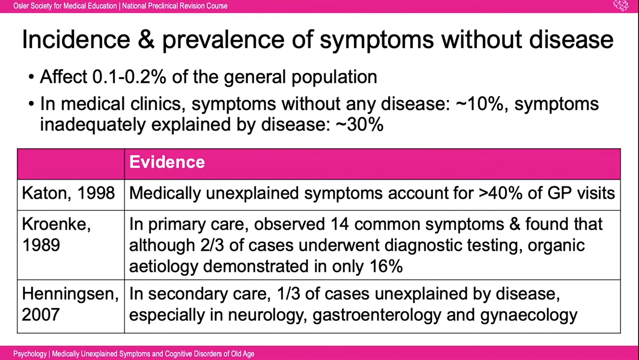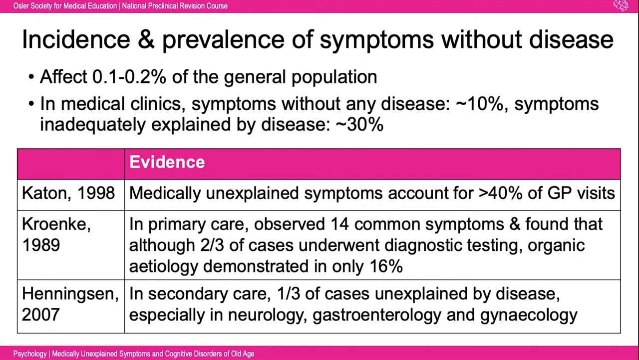A study by Caton in 1998 found that medically unexplained symptoms account for over 40% of GP visits. Previously, in 1989, another study assessed how often illness can be explained by disease in primary care by observing 14 common symptoms, such as headache, chest pain, dizziness, and insomnia. It found that although 2/3 of cases underwent diagnostic testing, an organic cause was demonstrated in only 16% of cases. However, this was an American military study, hence it's skewed towards males and less likely to be representative of the general population. But similar studies have been done in secondary care.